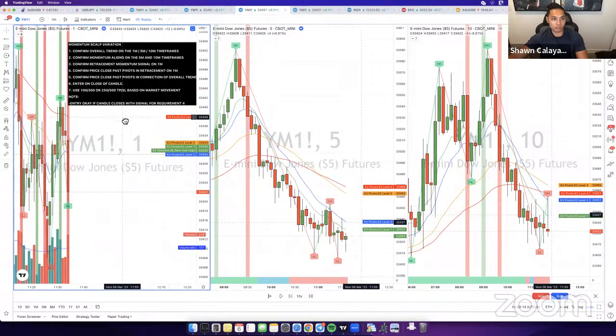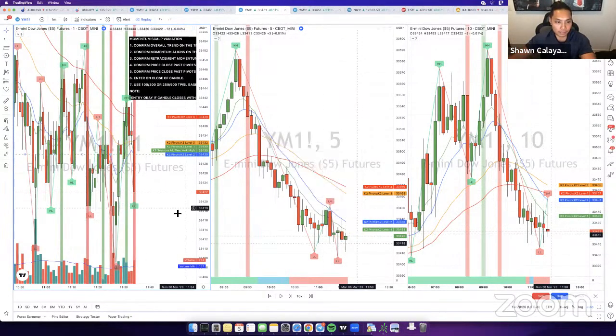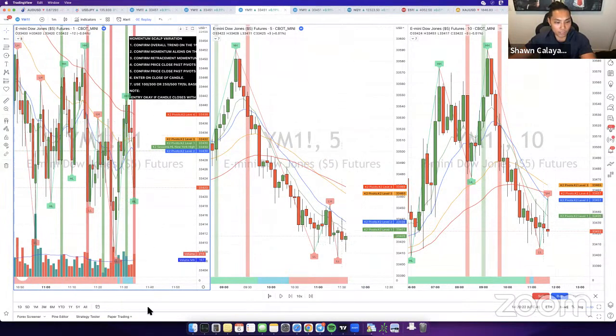Confirm the overall trend on the 1, 5, and 10-minute time frame. Looking over here on the 1, 5, and 10, you can see that price is bearish, and the reason for that is because price is below the pivots, trend meters are red, and the pivots are angling down across all 3 time frames. So with that said, we have a bearish bias across the board.